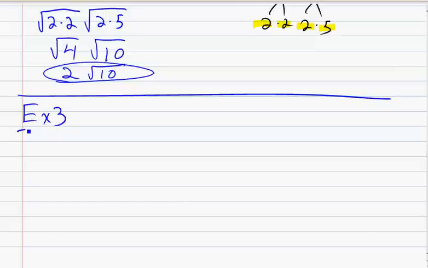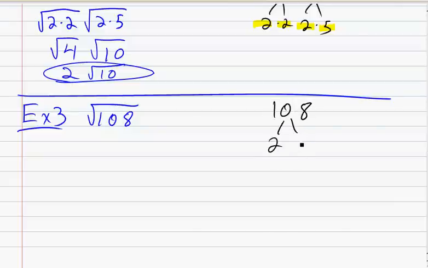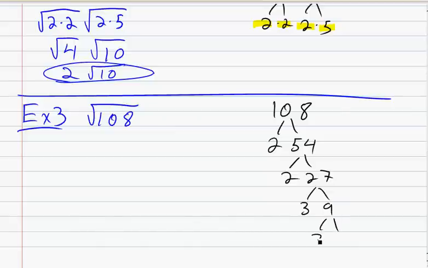Try another one. The square root of 108. Again, do my factor tree. You want to keep organized when you do your factor tree. Make sure you don't miss any numbers. I'm using the highlighter. You don't have to do that, but you might want to go through and make sure you don't leave any numbers out.